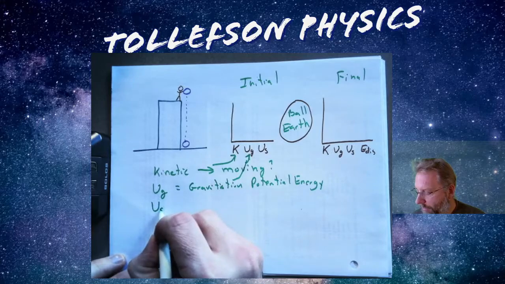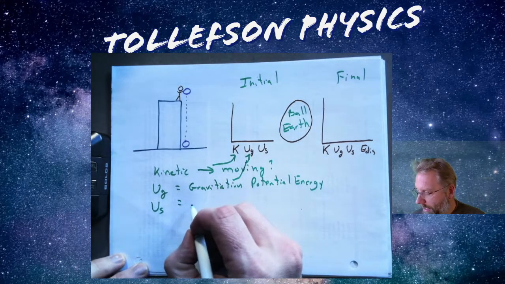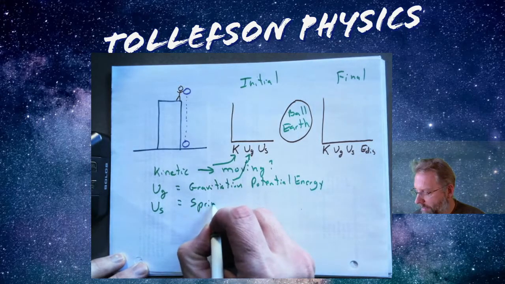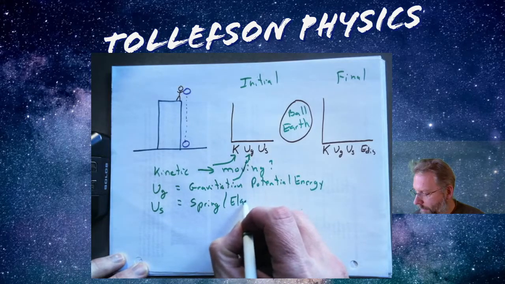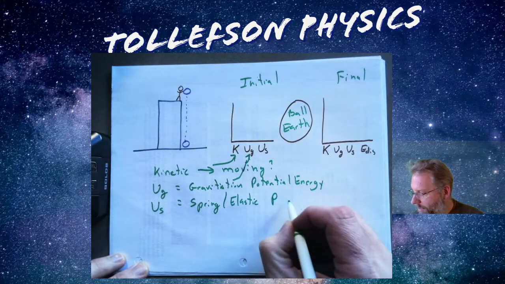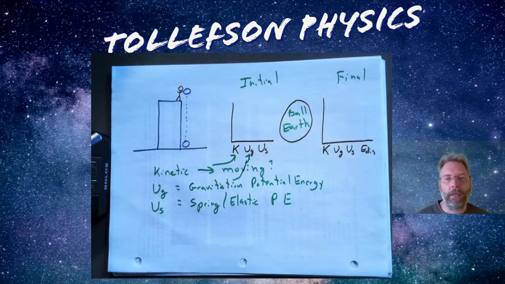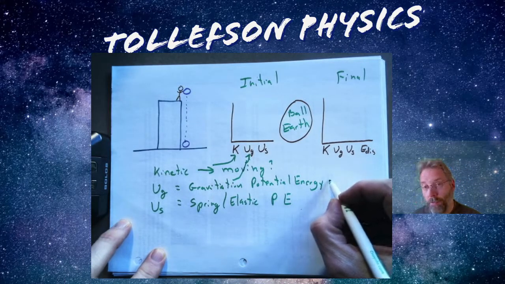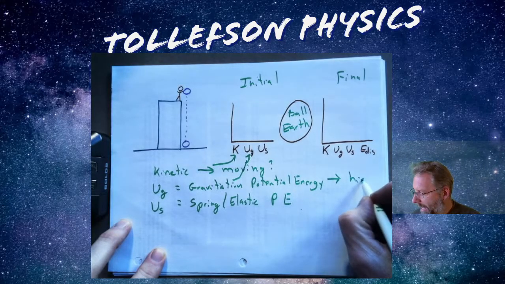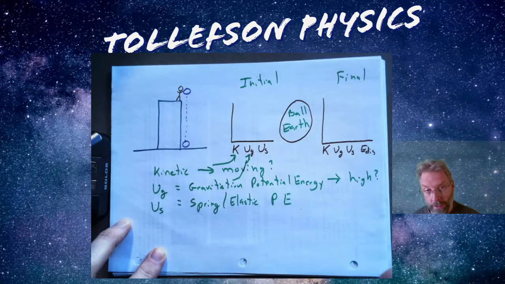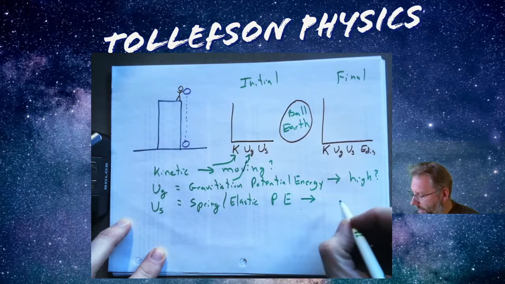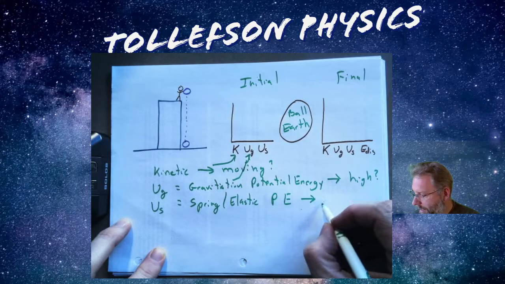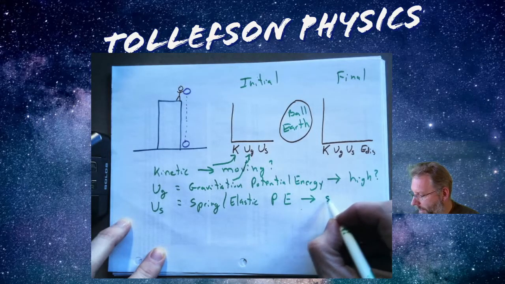And then we have US, which is spring or elastic potential energy, and I'll just abbreviate that PE. So basically with gravitational potential energy, is it up high? Or has it the ability to change height? And this involves something that stretches.